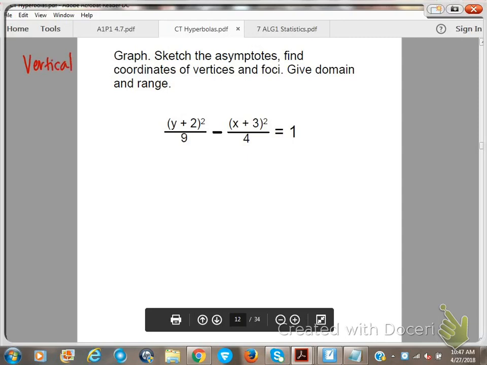Okay. Now, just because the y is first, your center is still going to be h comma k. So for this problem, what is our center? Negative 3, negative 2. Good. That's the nice thing about conic sections, it's always h comma k. Always. For your center or your vertex. That doesn't change. It stays constant throughout.